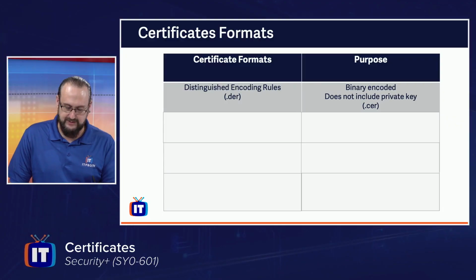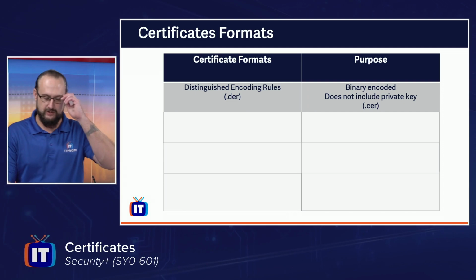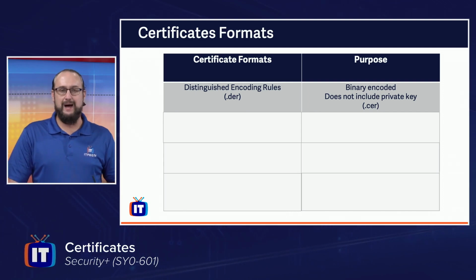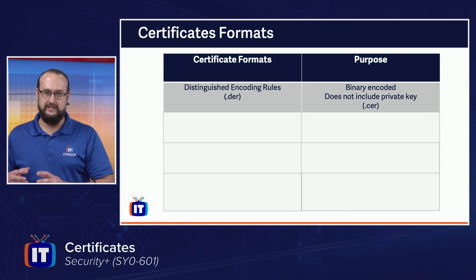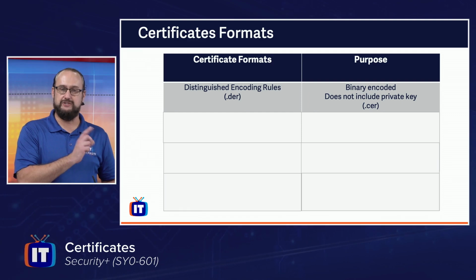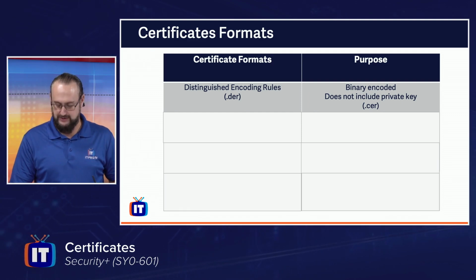Okay, so it depends on what you're actually going for. If you don't care whether it's human readable, you're going to be using one of these. This is known as the Distinguished Encoding Rules. It's a .der format, if you will. It's essentially binary encoded, and it doesn't include the private key. You might see other extensions too, like .cer, associated with it.